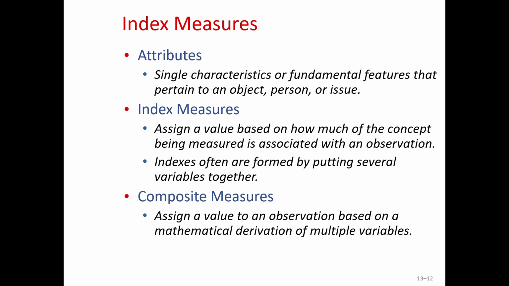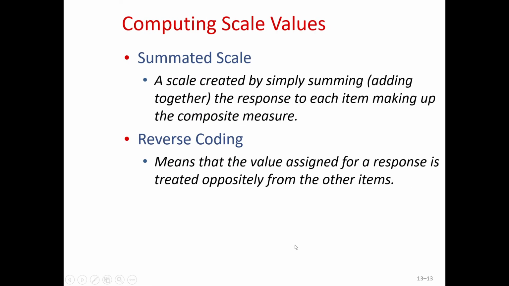An index measure assigns a value based on how much of the concept being measured is associated with an observation. And these indexes are formed by adding several variables together. And composite measures as well assign a value based on mathematical derivation of multiple variables. These are attributes, index measures, and composite measures.